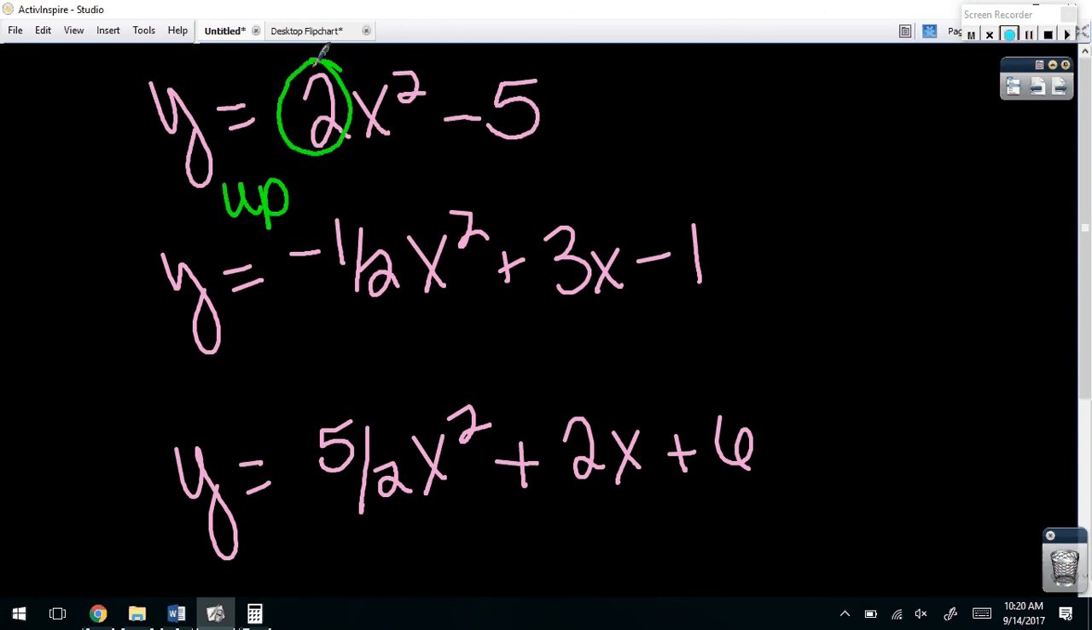Tell me, when comparing it to the average graph with an A of 1, is it skinnier or wider than the average? It's skinnier because it's 2, and 2 is bigger than 1.